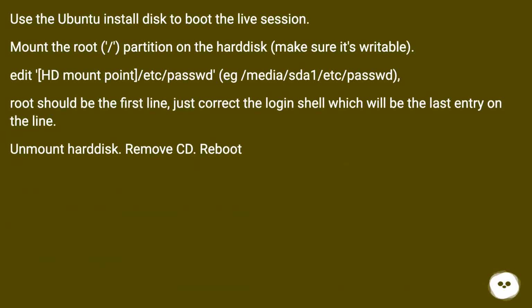Use the Ubuntu install disk to boot the live session. Mount the root partition on the hard disk, make sure it's writable. Edit hd:/etc/passwd. Root should be the first line, just correct the login shell which will be the last entry on the line. Unmount hard disk. Remove CD. Reboot.